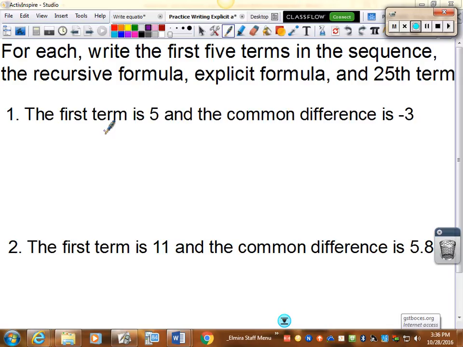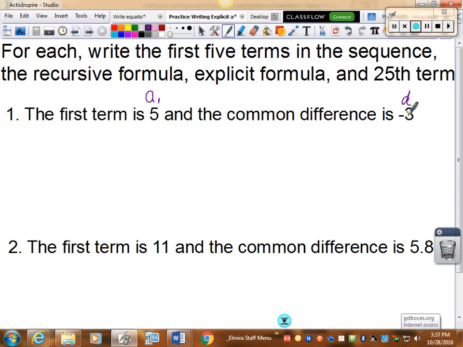Number 1 said the first term is 5, and the common difference is negative 3. And it wants to know the first 5 terms in the sequence, the recursive formula, the explicit formula, and let's find the 25th term. So the first term is 5. Well, that's referring to a sub 1, so I'm going to label that a sub 1. And the common difference is negative 3. I'm going to label that with a D.